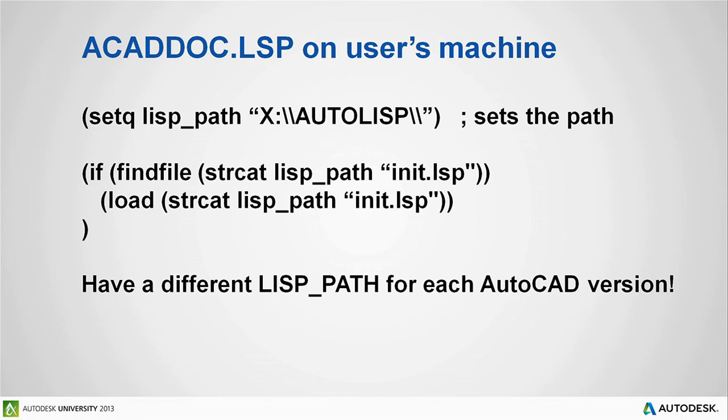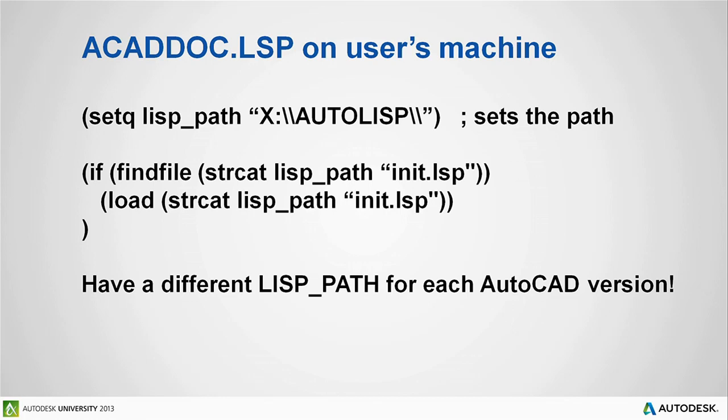So I am looking in what drive? X. What folder? AutoLISP. For which file? Init.lsp. And if I find it, I load it. Why do I like using the findfile so much? Well, especially in this kind of logic, what happens when that laptop user unplugs from the network and goes out in the field? Where's the X drive? It's not there unless you've got local files turned on, which I do like, by the way, but a lot of IT departments don't.